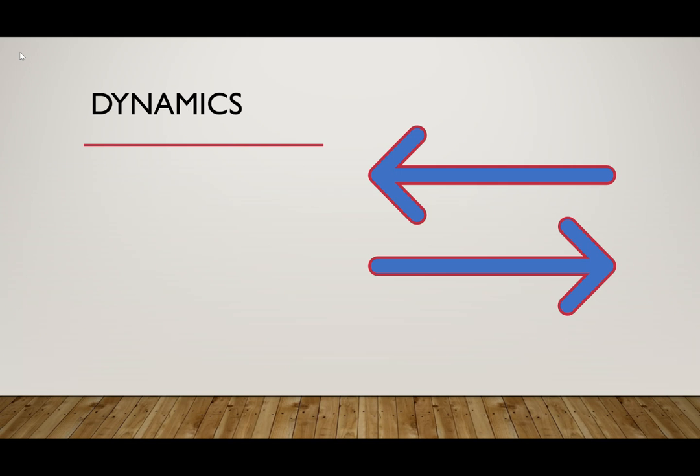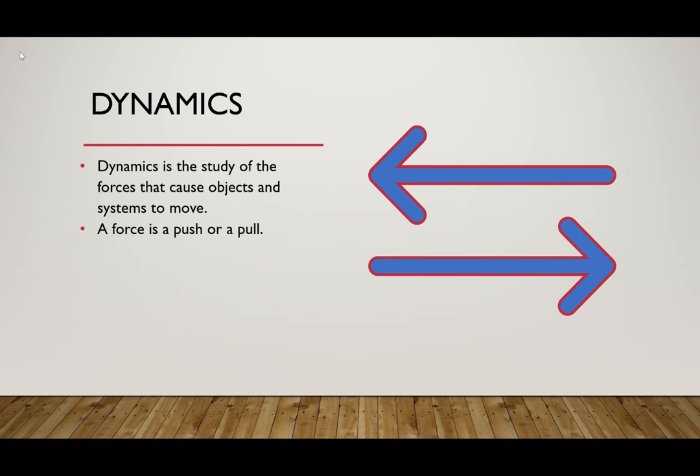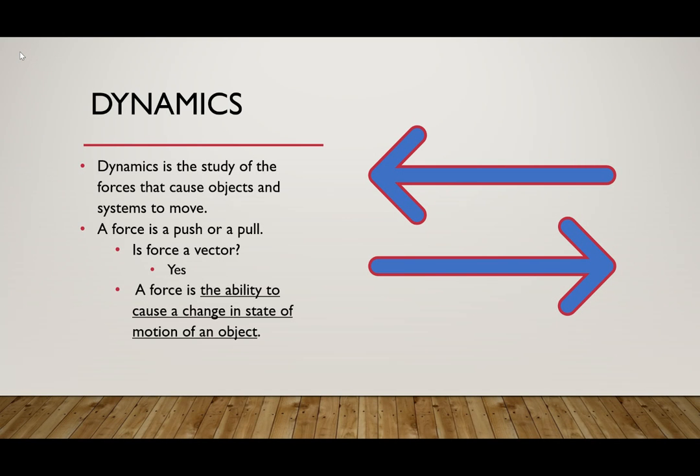So, what is dynamics? Another term for this unit is dynamics. Dynamics is the study of forces that cause objects and systems to move. A force is going to be a push or a pull. Now, is force a vector? Well, definitely. The direction and the magnitude of your force definitely matter. Okay. Now, what is a force? A force is the ability to cause a change in the state of motion of an object.